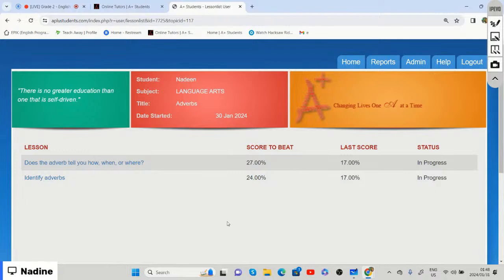Right. So we did adverbs, and adverbs tell you how, when, or where. And adverbs also tell you about other adverbs as well as adjectives. But an adverb tells us how, it tells us where, and it tells us when. So this is now the end of our lesson on adverbs.